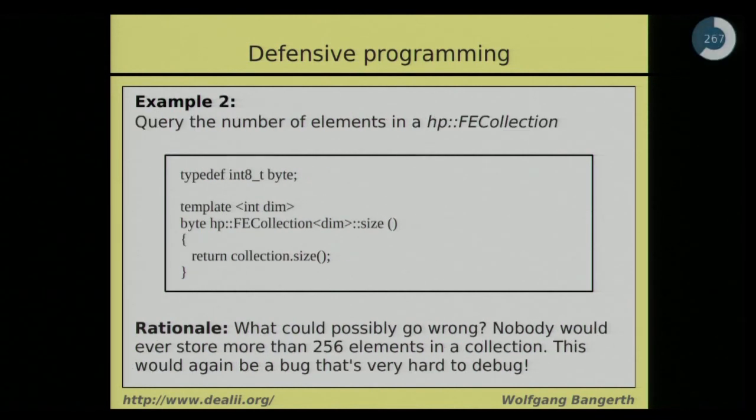A second example would be, let's say in deal.II we have a class FECollection in a namespace called hp. So this FECollection class, essentially we use this in the hp refinement context. You might have different finite elements that you stick into this collection. Think of it as the equivalent of a std::vector.